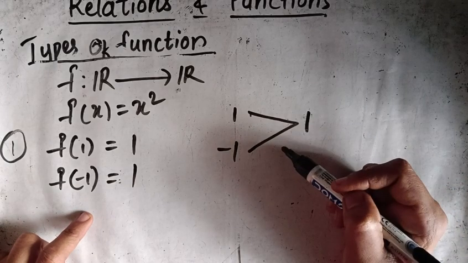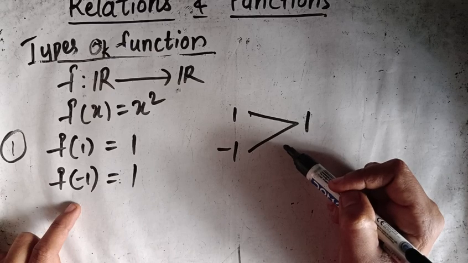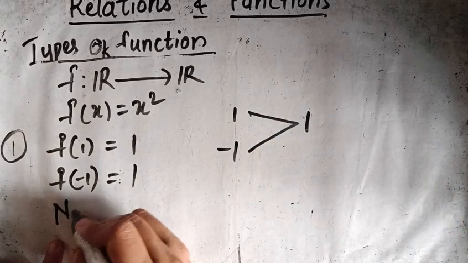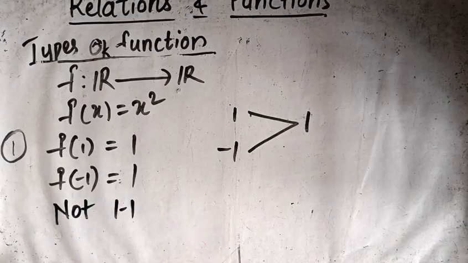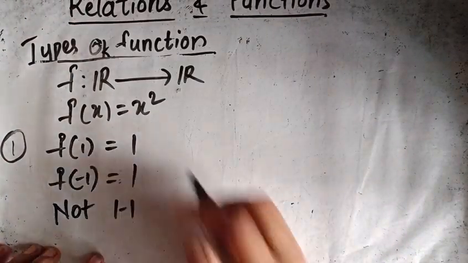Okay. So this says that it is not one-one. Not one-one. Okay. Next we have to prove it is not onto.